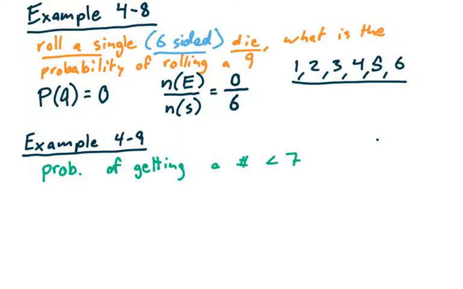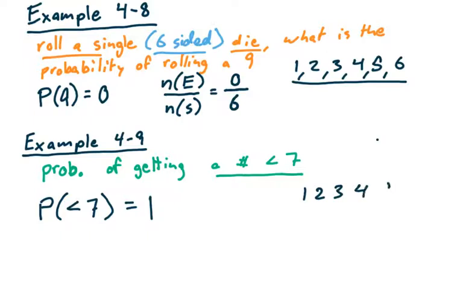In example 4-9, here we're going to be finding the probability of rolling a number less than 7. So I didn't write that out in words, but that's what that says. Again, there's two ways to kind of think about this. One, you could say this is certain. I am guaranteed to get a number less than 7. So the probability of a certain event, guaranteed to happen, 100% going to happen, would be 1.